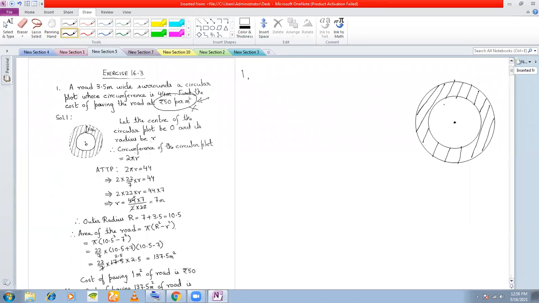And which one is your circular plot? This is your circular plot, and this is your road which surrounds it. A road 3.5 meter wide. Now what is the width of this road? Width is 3.5 meters. Surrounds a circular plot whose circumference is 44. So if you see the unshaded circle here, the circumference of this unshaded circle is given to be 44 meters. You understood the problem?